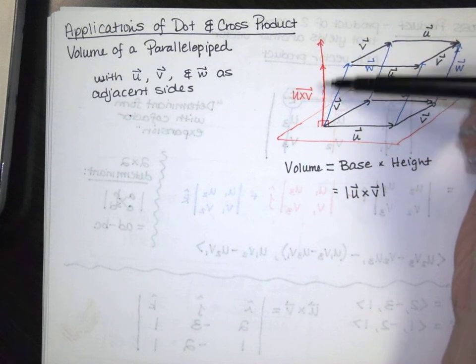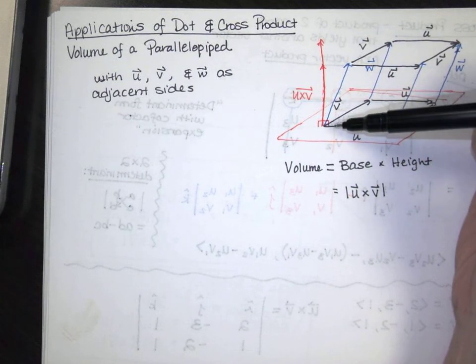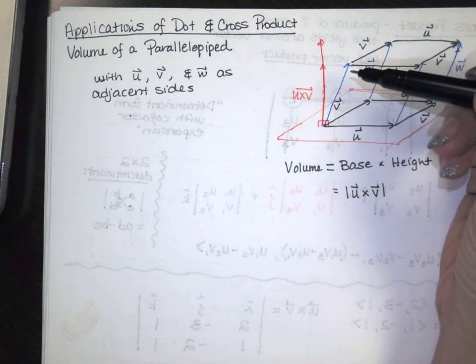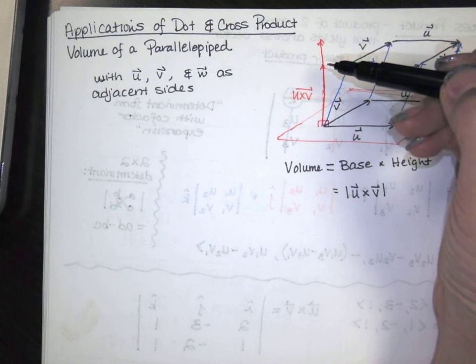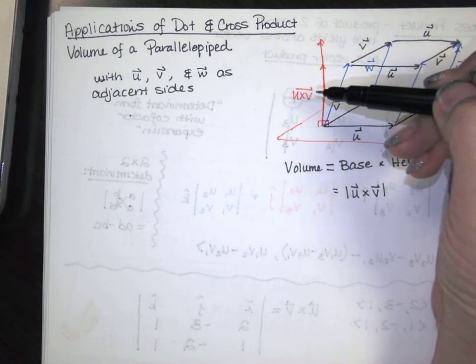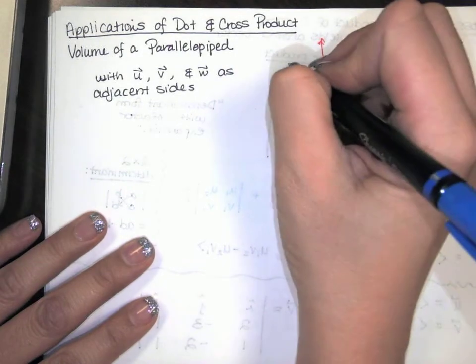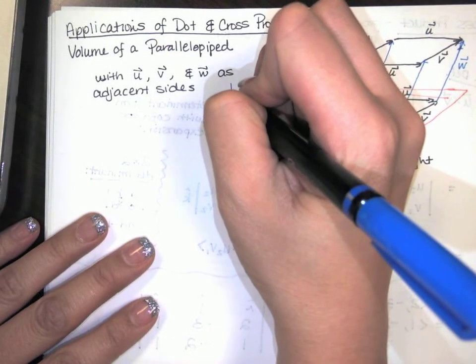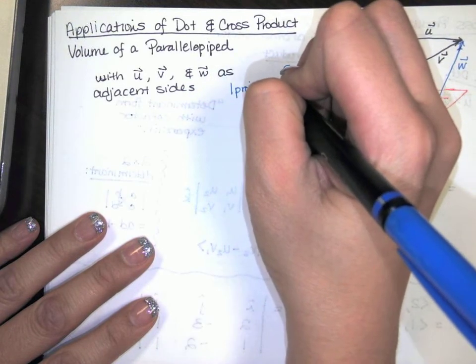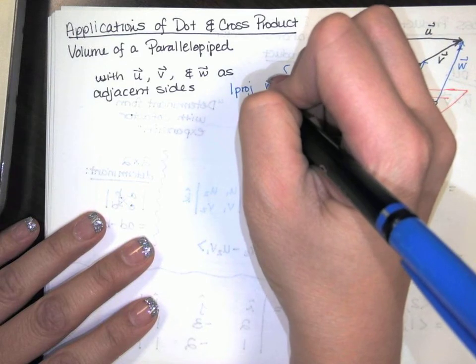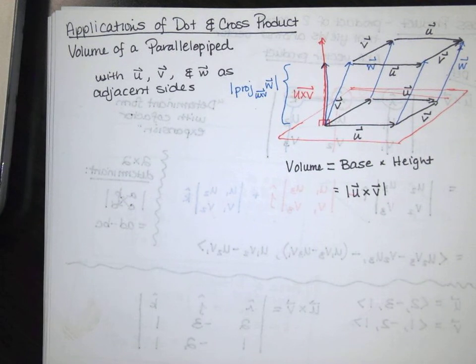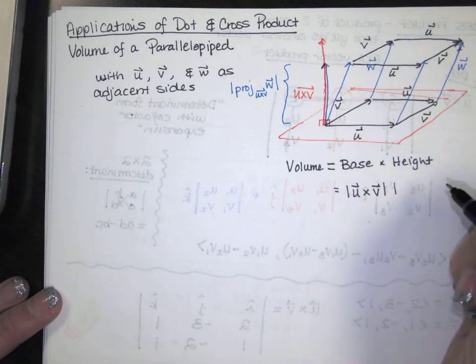But you don't want this whole length here. That's not the height of your parallelepiped. The height of your parallelepiped is the length of the projection of w onto the cross product u cross v. So the height is this guy, that distance, and it's going to be the length of the projection of w onto u cross v. You say, holy moly, that's a lot. That's okay. We actually have all the pieces that we need to come up with this formula. So I've got that times this.